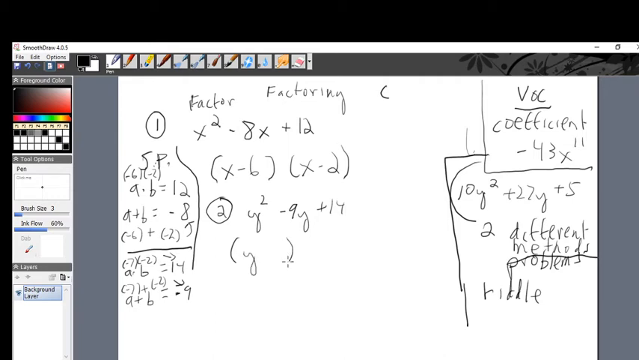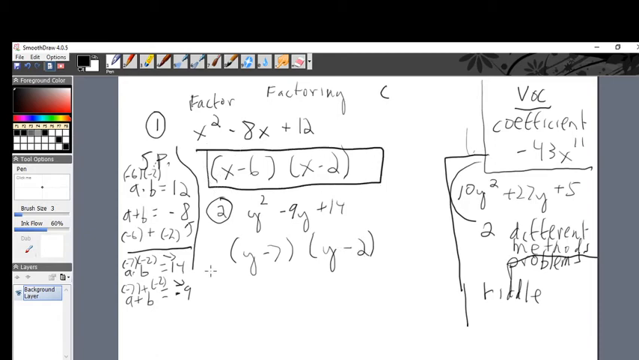Open up a parentheses with a y in it. Open up another parentheses with a y in it, because it's y squared, it's not x squared. X squared turns into x and x. Y squared turns into y and y. And now, next to this y, put a negative 7. Put next to this y, put a negative 2. And both problems have been answered.